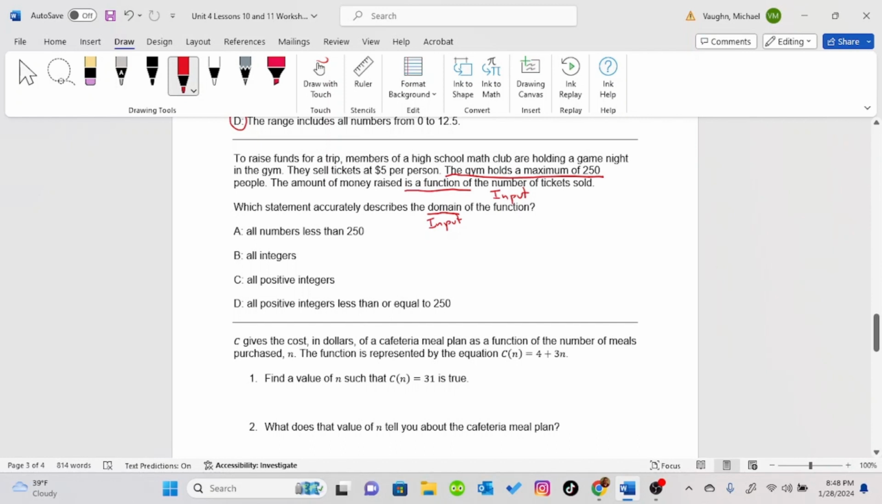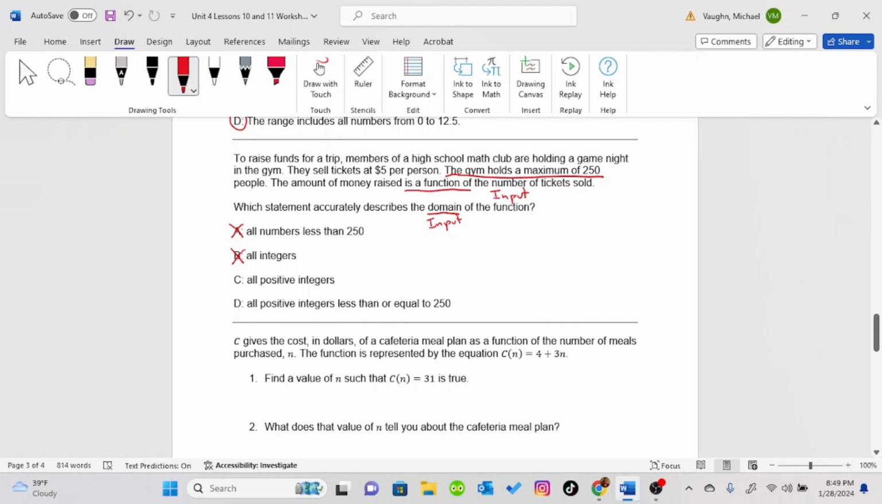A says all numbers less than 250. Well, we cannot sell partial tickets, and the gym can hold a maximum of 250, so it would not only be numbers less than 250. B says all integers. That would include negative numbers, and you cannot sell negative tickets, and it would include numbers larger than 250, but the gym cannot hold more than 250 people. So B is not a correct choice.